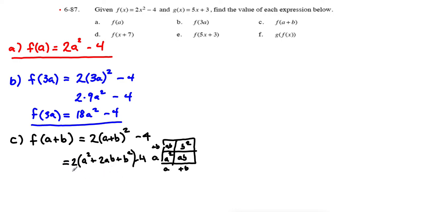And as we look to simplify it here, we're going to need to distribute our 2 all the way through. So we'll have 2a squared, 2 times 2 is 4, so plus 4ab, and 2 times b squared would be plus 2b squared minus 4. That should be the answer when we take a plus b and plug it in.